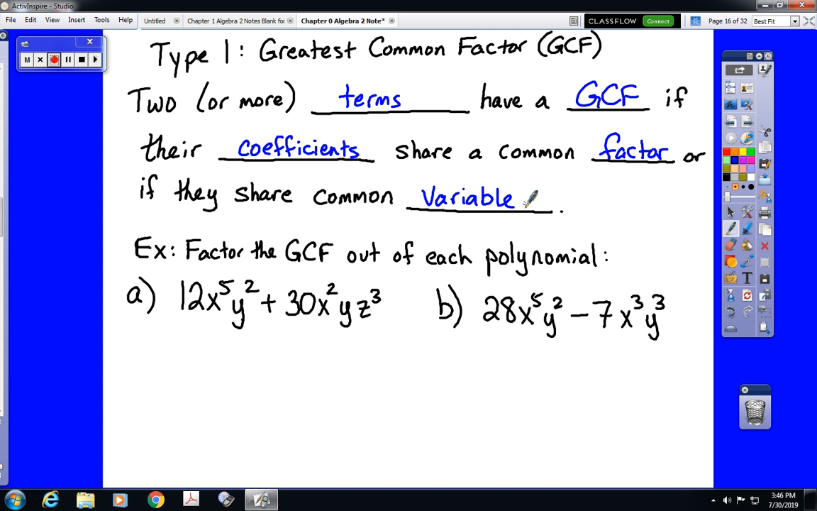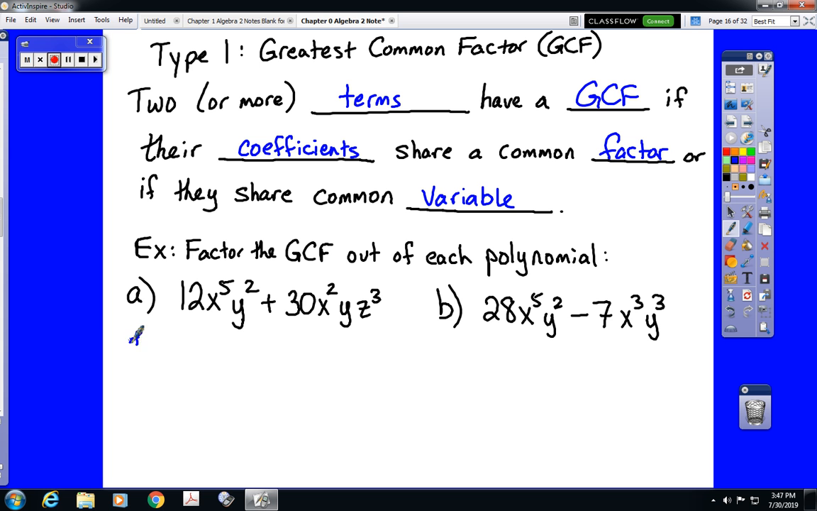So this is a review. I'm working under the assumption that you remember how to do this. If you don't, you probably need to set up a time to come work with me specifically on how to figure out the GCF for the various terms. So what we do is we go in and we ask ourselves a question. 12 and 30. What is the greatest common factor of 12 and 30?